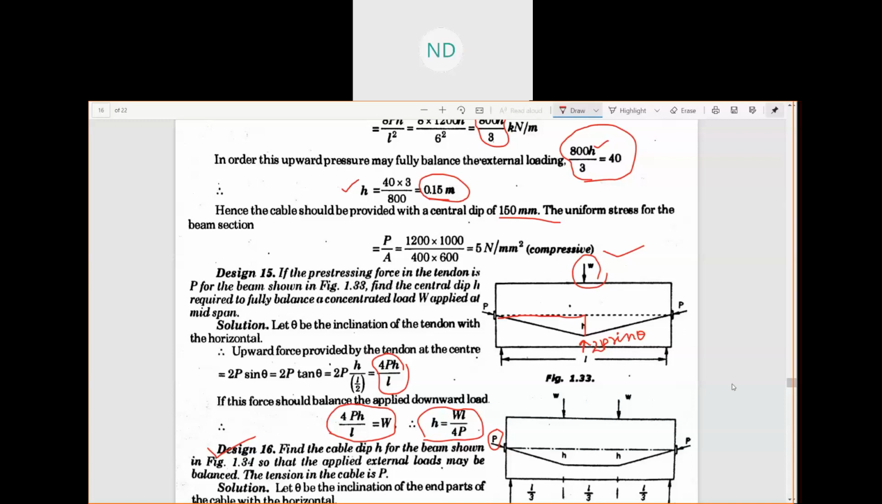Everybody is present. I'll share the absentees' enrollment numbers in the group. I'll tell you if you are missed out.